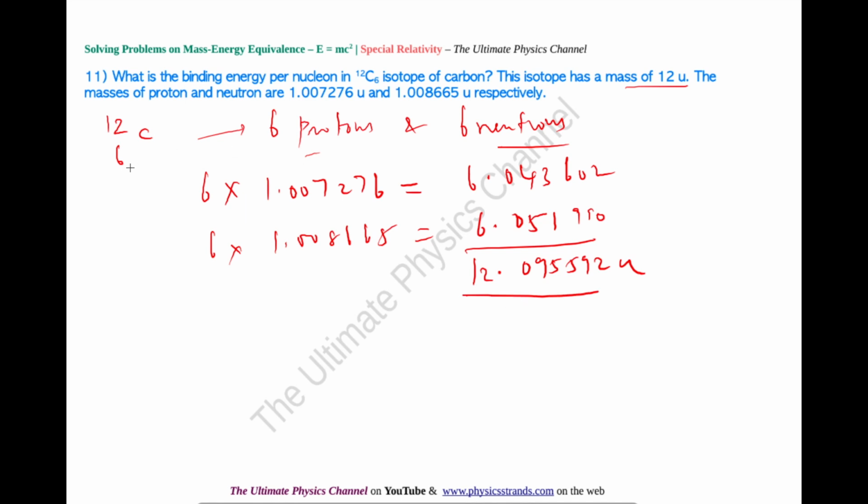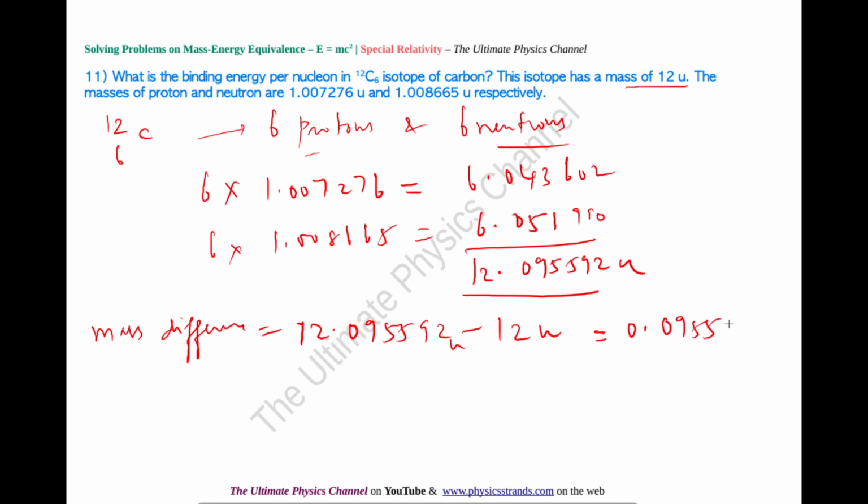This is the mass that we expect to get by combining 6 protons and 6 neutrons to form the carbon nucleus. But the 12C6 nucleus has a mass of only 12 U. So the mass difference here is 12.095592 minus 12 U. Both are in the same U unit, so the difference is 0.095592 U.